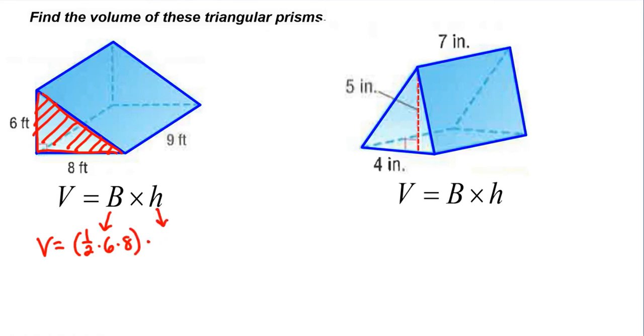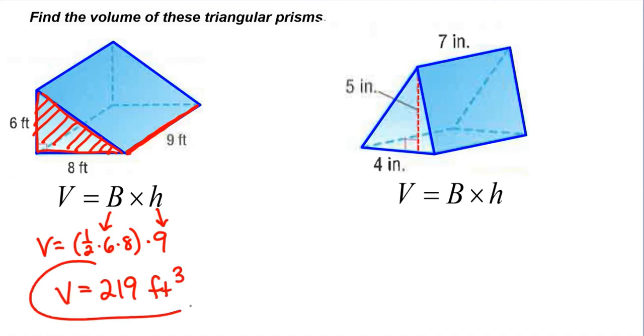Now, the height of the prism is going to be the distance between the two bases, or the 9 feet, even though it isn't up and down. Imagine setting this prism up on its triangle base, and that will tell you what the height is. The height here is 9 feet. It gets kind of confusing when they use words like height, even though it's not up and down. So here is how I'm going to find the volume of this triangular prism. So 1/2 times 6 times 8 times 9, and that gives me 219 feet cubed, or cubic feet.